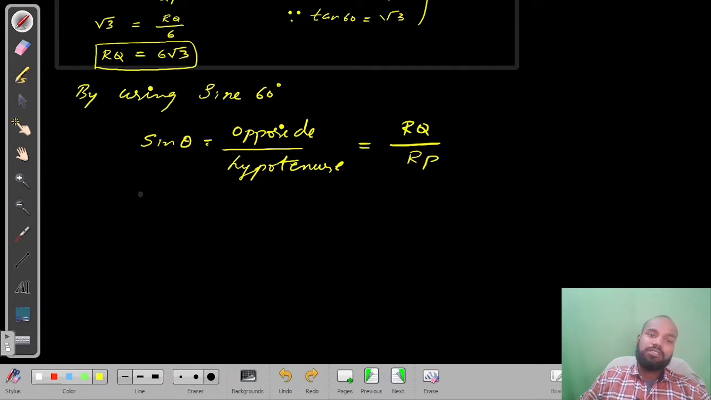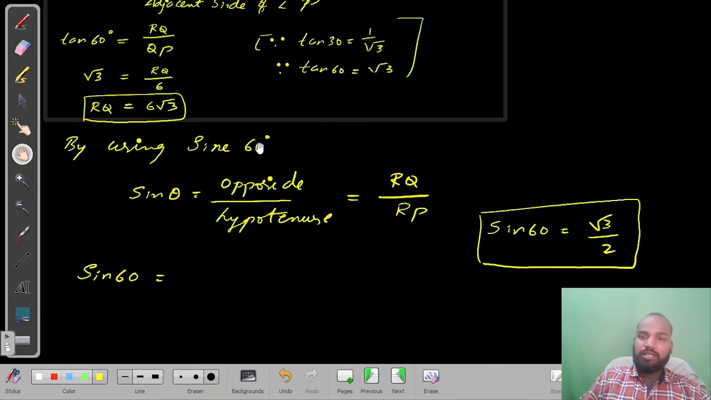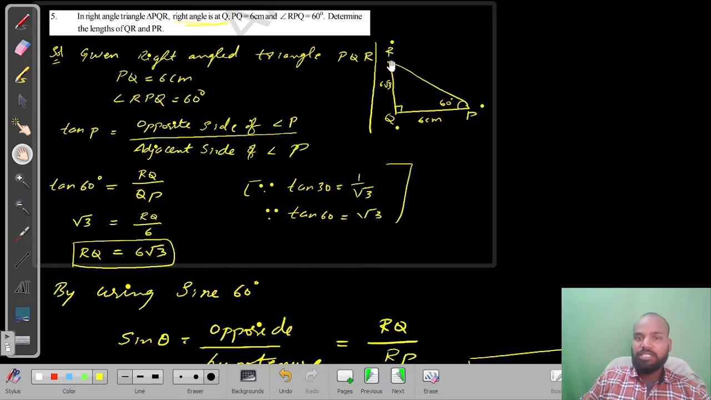So just sine 60 degrees. What is the sine 60 value? Sine 60 is equal to root 3 by 2. Yes or no? Yes. So now we are going to find the unknown thing, that is RP.